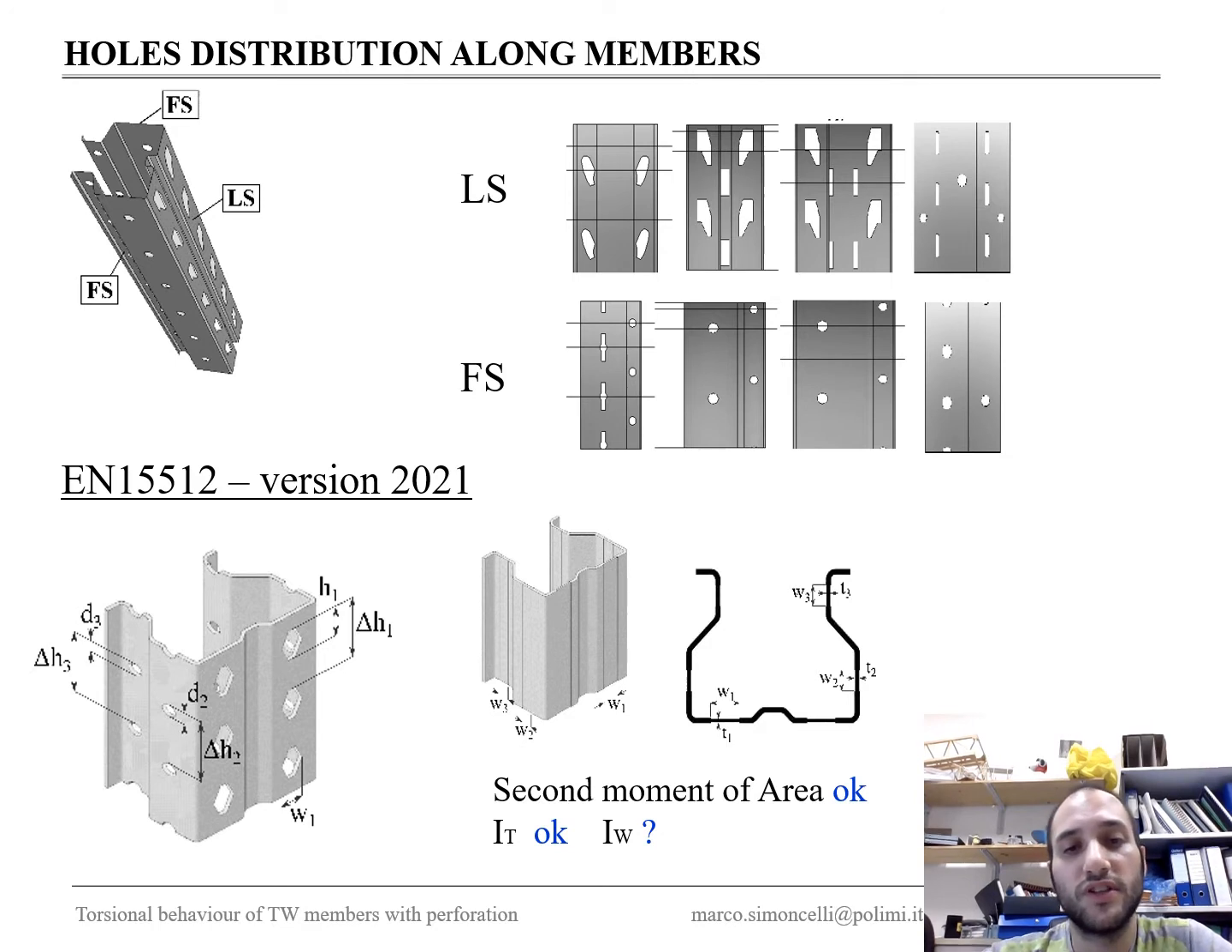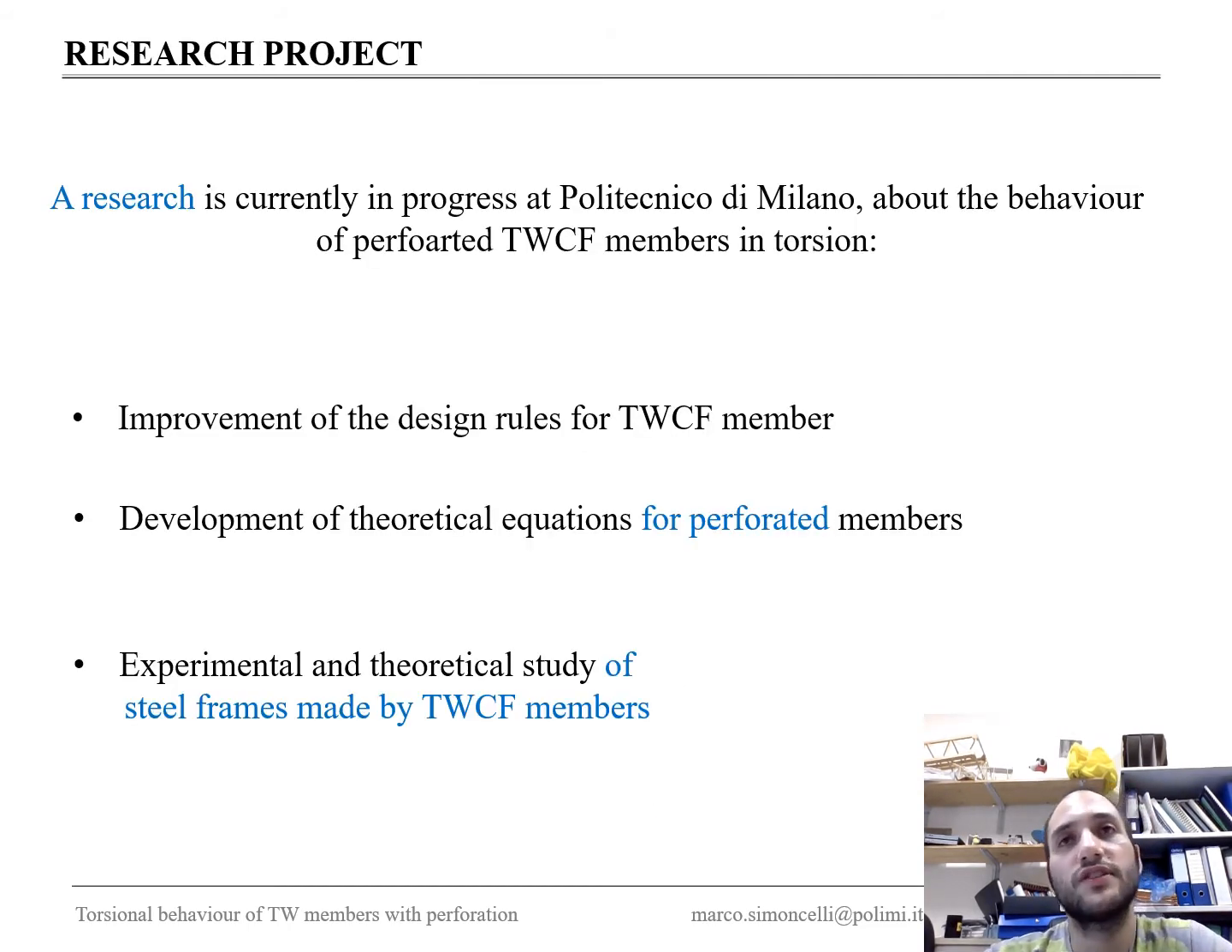The problem with this procedure is that it's okay for flexural behavior. We can also estimate the primary torsional constant, so the Saint-Venant constant, but it is not adequate for the warping constant. So for the warping constant, what can we do? Now there is a research in progress in Milano in which we try to define rules to estimate the warping constant of perforated members, experimentally and numerically. Today I want just to show you the theoretical and numerical approach.